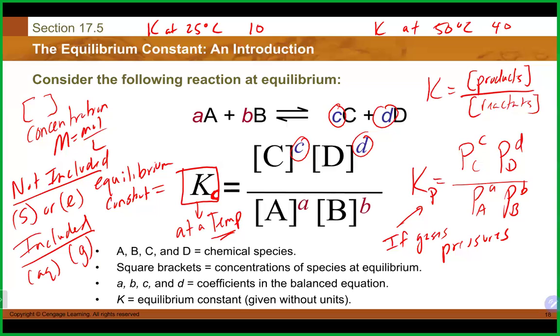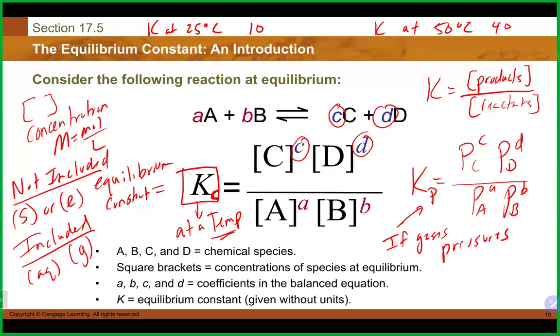I could start with all reactants. I could start with all products. I could start with a little bit of reactants and some products. I could start with a little bit of everybody. And this reaction will always come to rest in terms of products over reactants with the same ratio of numbers, basically, and will give you the same value at 25 degrees.